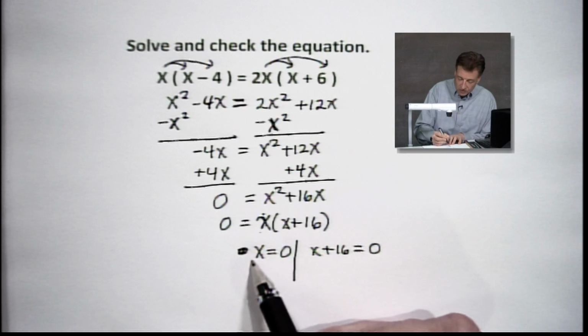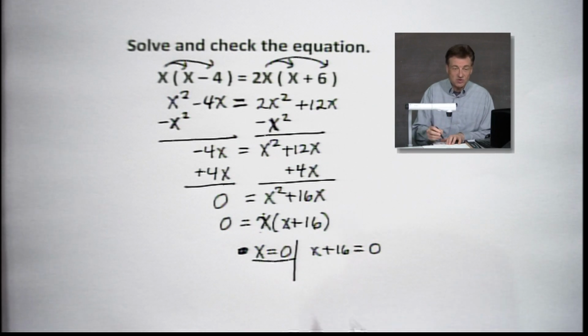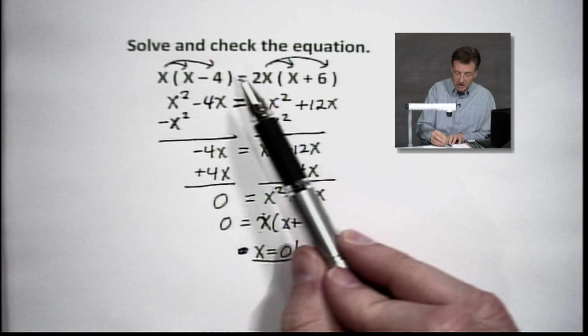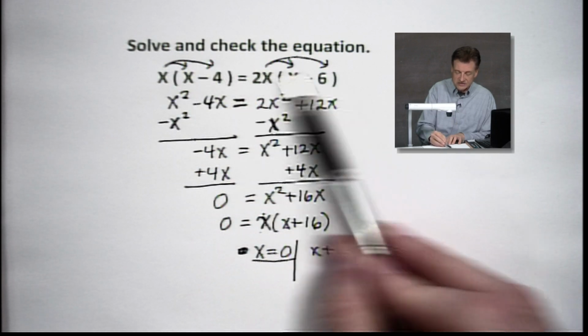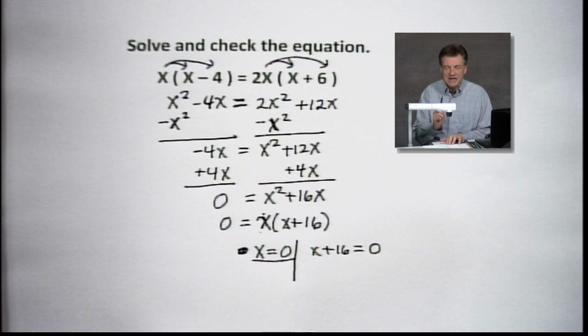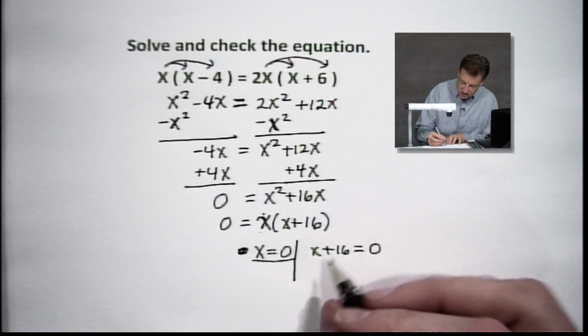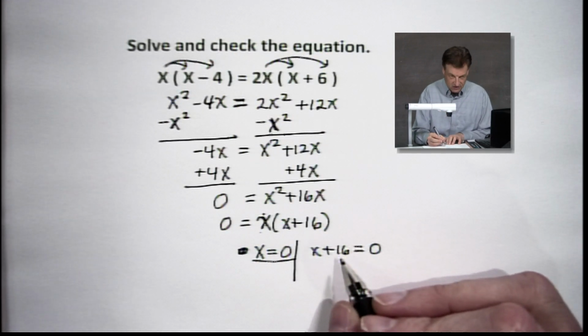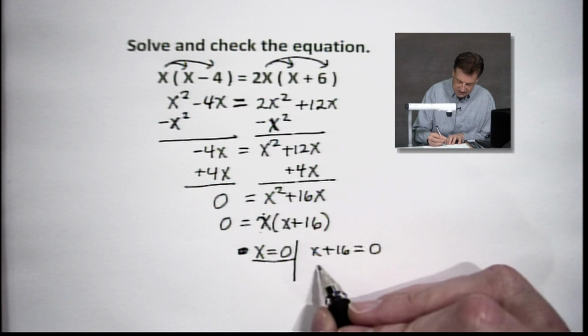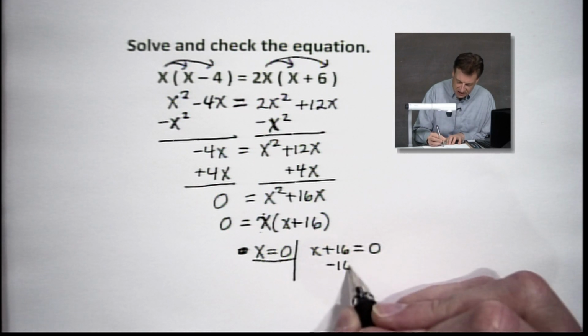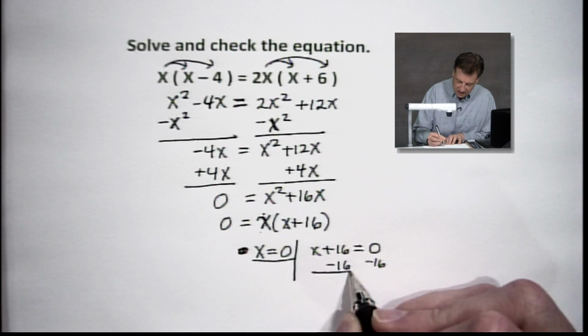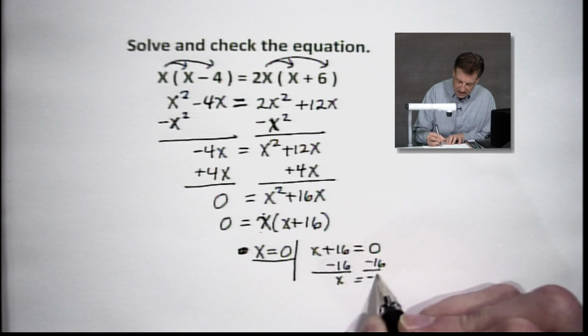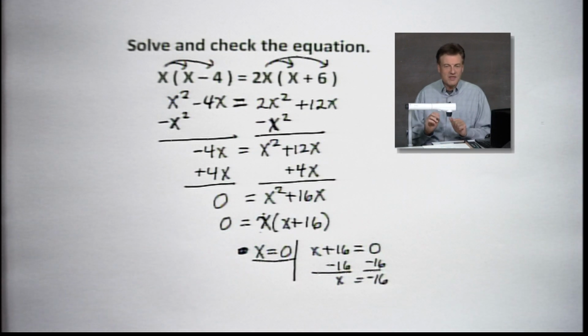And you know, we don't have to work with this one. That was the obvious choice, because if you put a 0 in everywhere up here, you're going to have 0 equaling 0. So that one was easy to spot, easy to check. This one over here is a little bit more hidden from the original problem. Let's see what happens. We're going to subtract 16 from both sides, and that's going to leave us with x equaling a negative 16. The question is, will that check out?